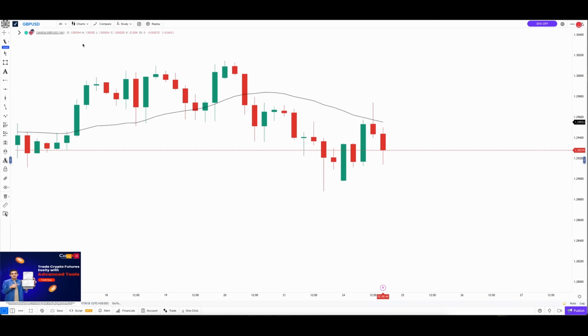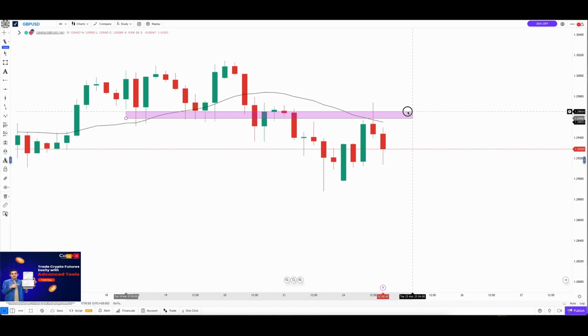So you can see GBP USD here has broken the most recent structure right here. You can see that this was a level of structure which GBP USD has broken under and retested, gone down, and now it has retested it again. It's going down. So this is a downtrend.